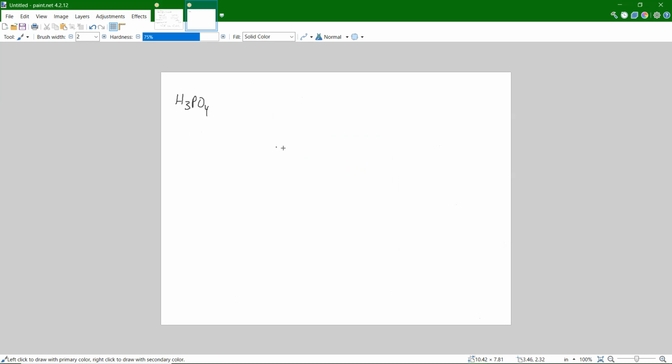So here's H3PO4. So I'm going to have phosphorus. I'm going to have oxygen all the way around it. And then I'm going to have hydrogens bonded to the oxygen, 3 of them. And let's make these all single bonds. And let's make this a double bond. And let's figure out this here on the oxygens.